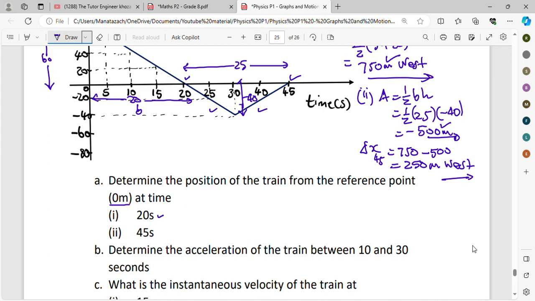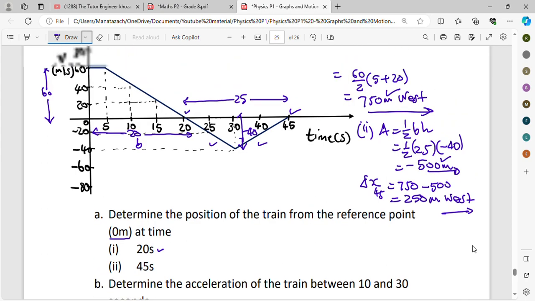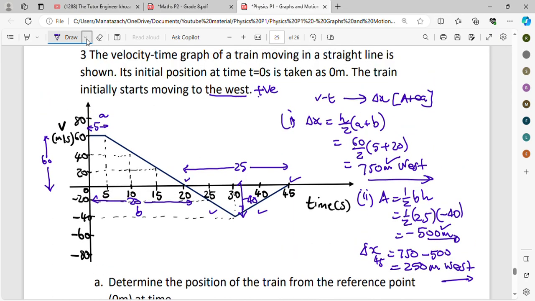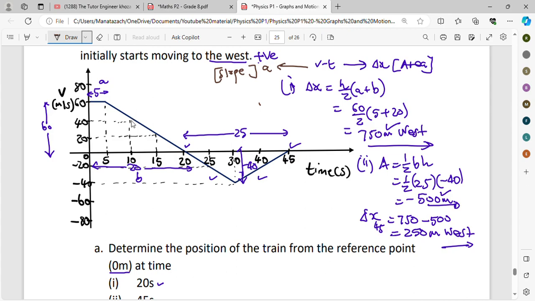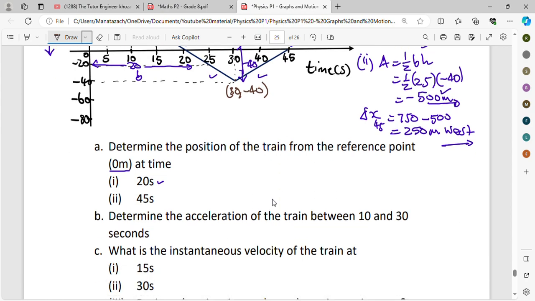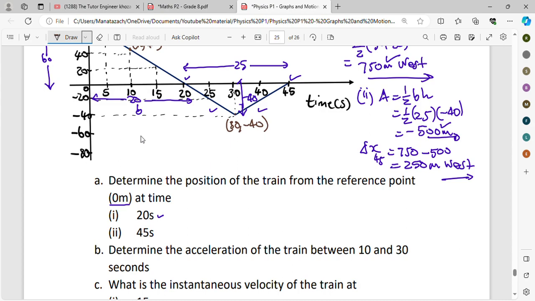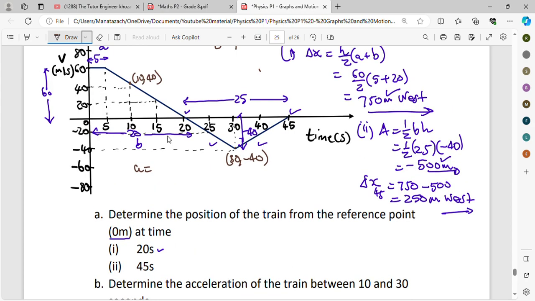Then question B: determine the acceleration of the train between 10 and 30 seconds. Okay, with the change of a pen, remember we're given the velocity time graph, and we need to work out the acceleration. That means we're going to work out the slope. So time is 10, here's 10 seconds over here. That means the t coordinate here is 10, and then the v coordinate is 40. Then at 30 seconds the v coordinate is minus 40. So let's work out the acceleration, which is going to be the slope.